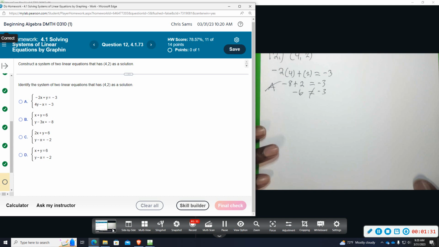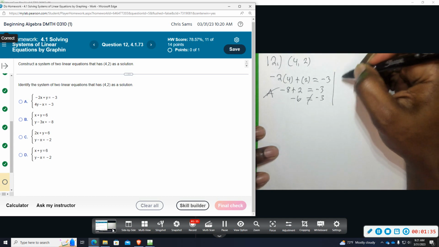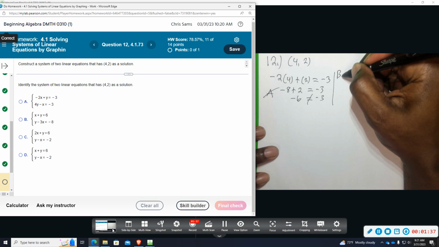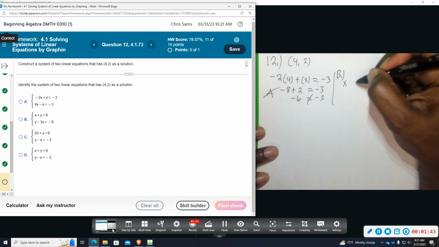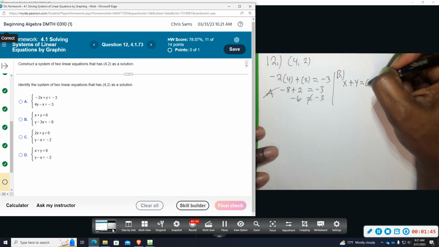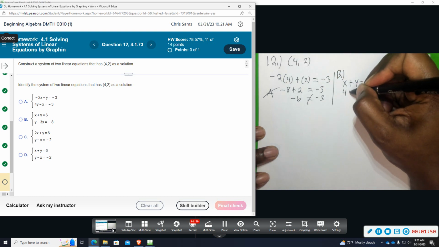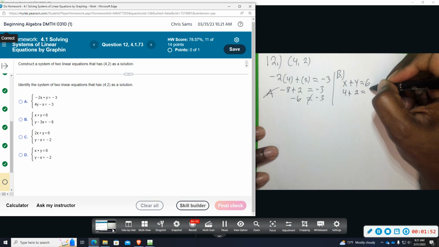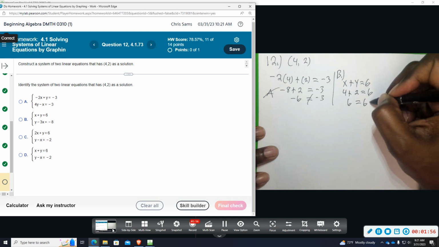So now I'm going to move on to answer choice B. Let's do it side by side. So we're going to try answer choice B, and I'm going to try the first equation there, which is x plus y equals 6. So I'm going to plug in (4, 2). So if I do 4 plus 2, does it equal 6? Yes, it does. We get 6 on the left and 6 on the right, so that works.